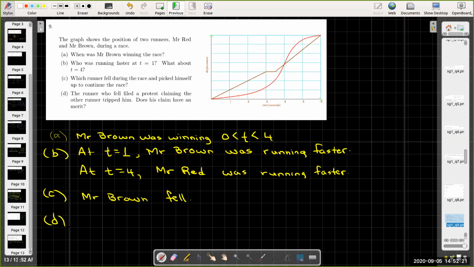And then D, the runner who fell, that's Mr. Brown, filed a protest claiming the other runner tripped him. Does the claim have any merit? Well, I left this ambiguous on purpose because I would just like to understand people's line of reasoning.